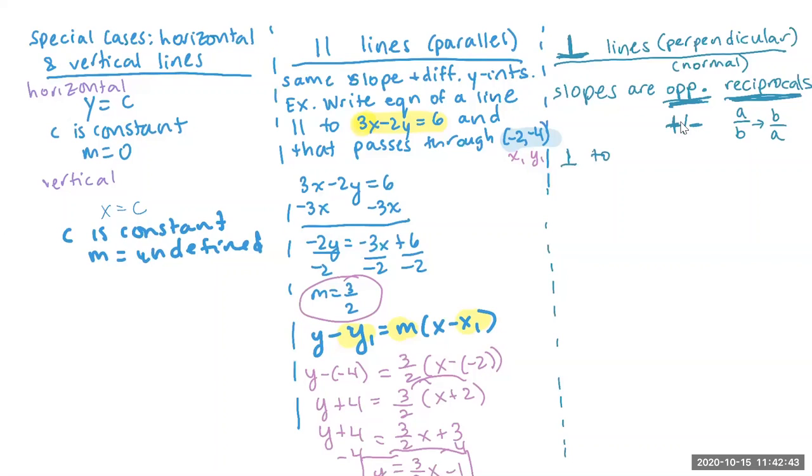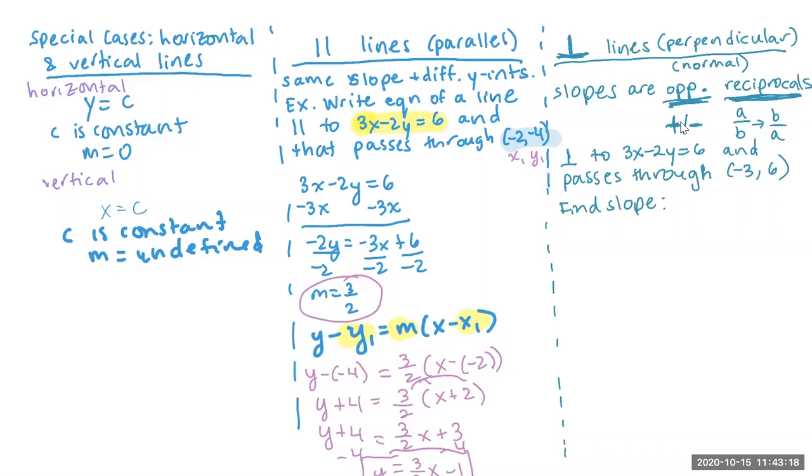So it's going to say write the equation of a line, which we won't write that direction out, perpendicular to that line that we used in the previous example, 3x minus 2y equals 6, and that passes through (-3, 6).